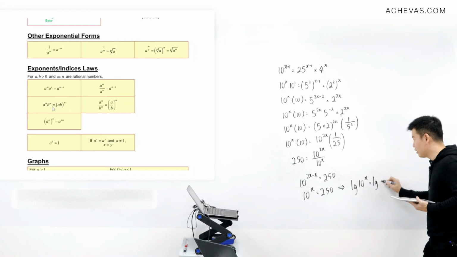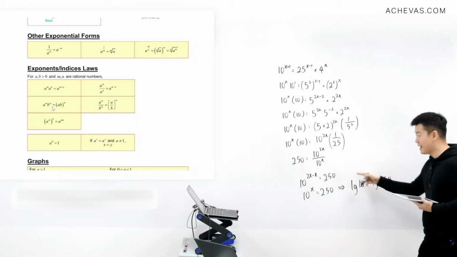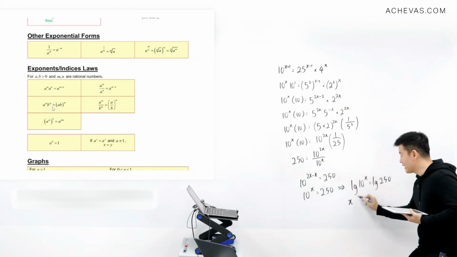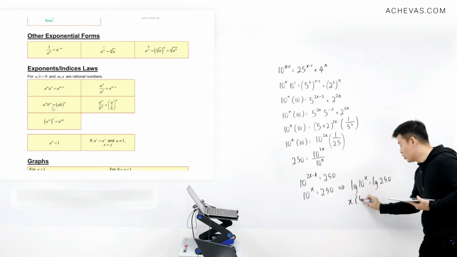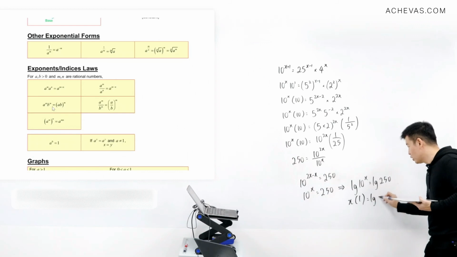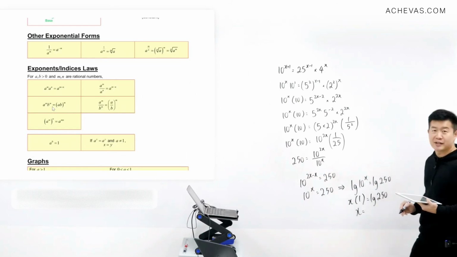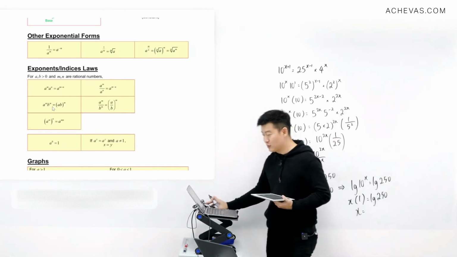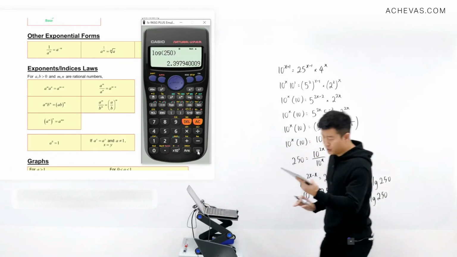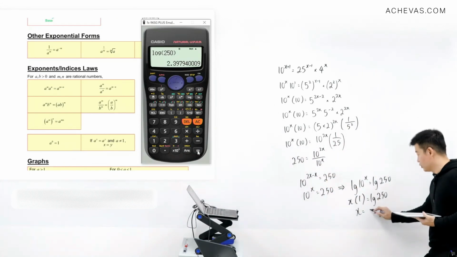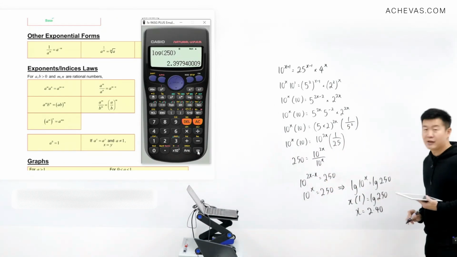This is going to be lg 250x. I can bring it forward. So we have x log 10. What is log 10? Log 10 is 1. So here is going to be 1. This is equal to log to the base 10 of 250, which means that x is going to be this, which I can just press into the calculator. So from the calculator, log of 250 is equal to 2.40 to 3 significant figures.